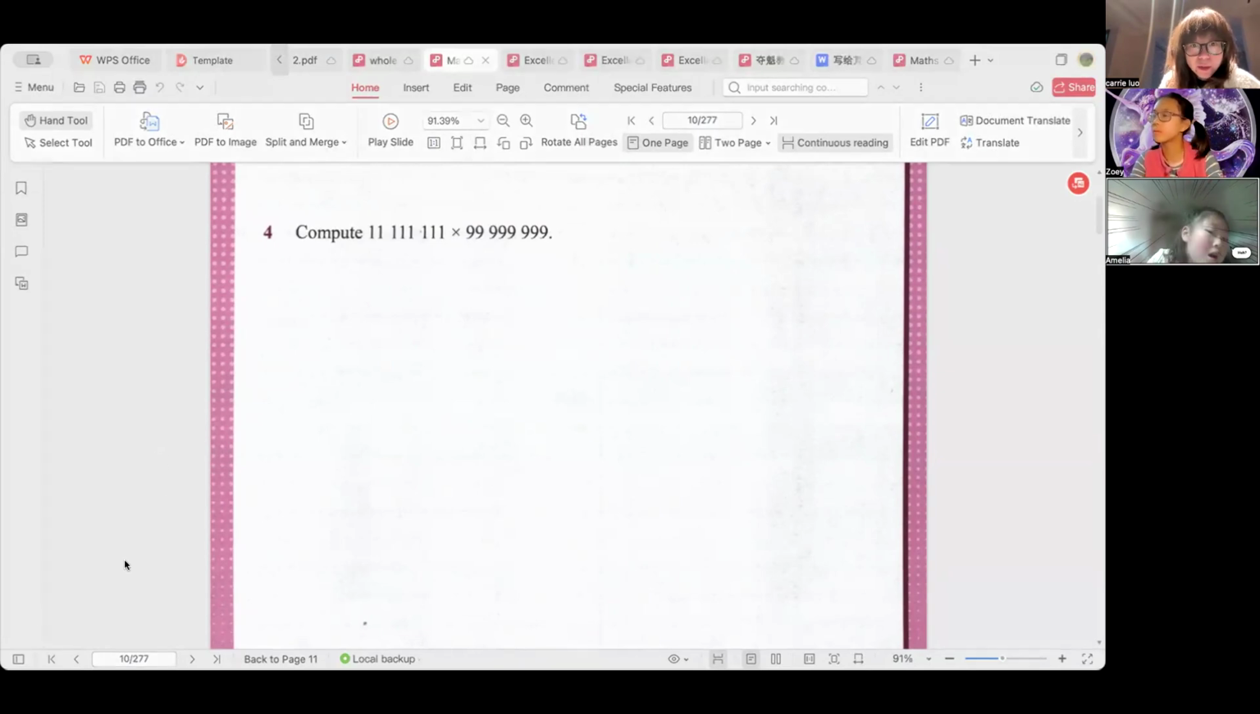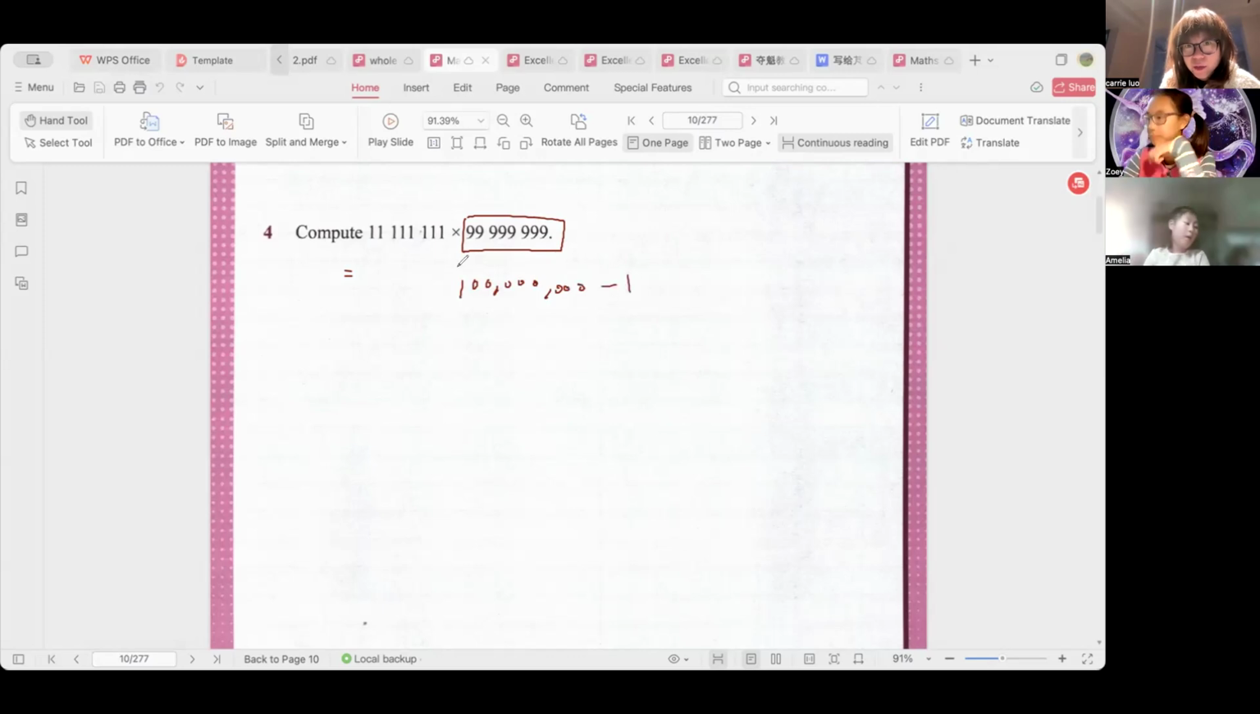Number 4, I think I have explained this one before, okay? So I'm going to do a little bit of this one as well. So Amelia, let's take a look at this one. We have 11111 times 99999. If you take a look at something like that, you're going to know it is what? It is 100 million minus 1, right? Okay, so it's still 1111 times that.